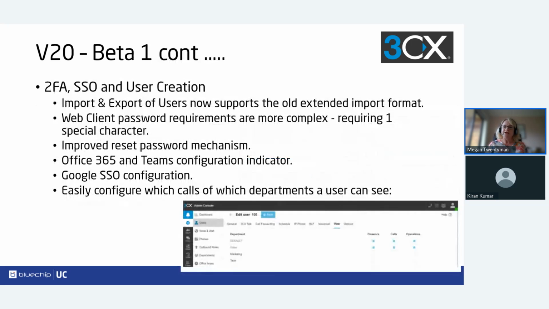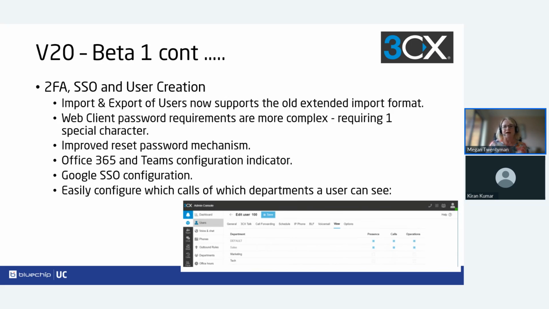So two-factor authentication, SSO for your single sign-on, and user creation is another core focus. Being able to import and export users. They've brought back that old extended input format that people were asking for. They're starting to enforce more requirements around their passwords, and this is something I've been talking about since March this year, or April this year. So they now require one special character.